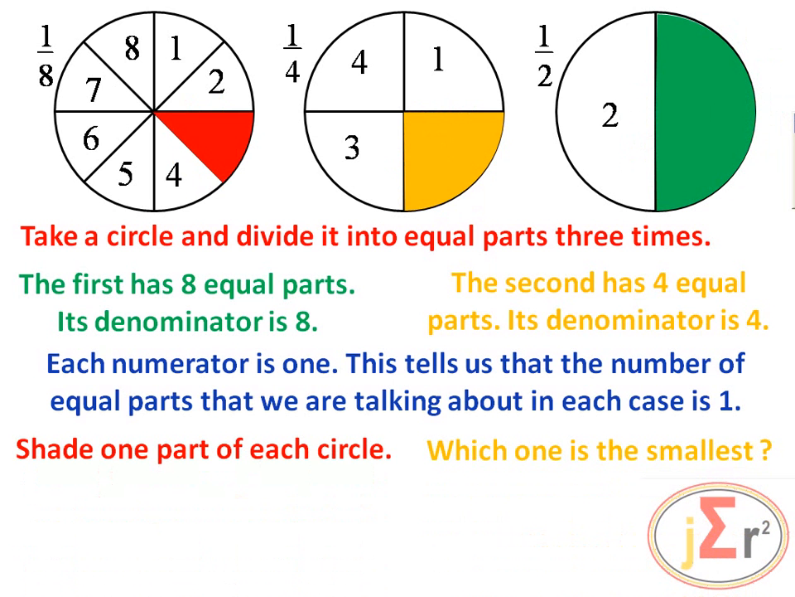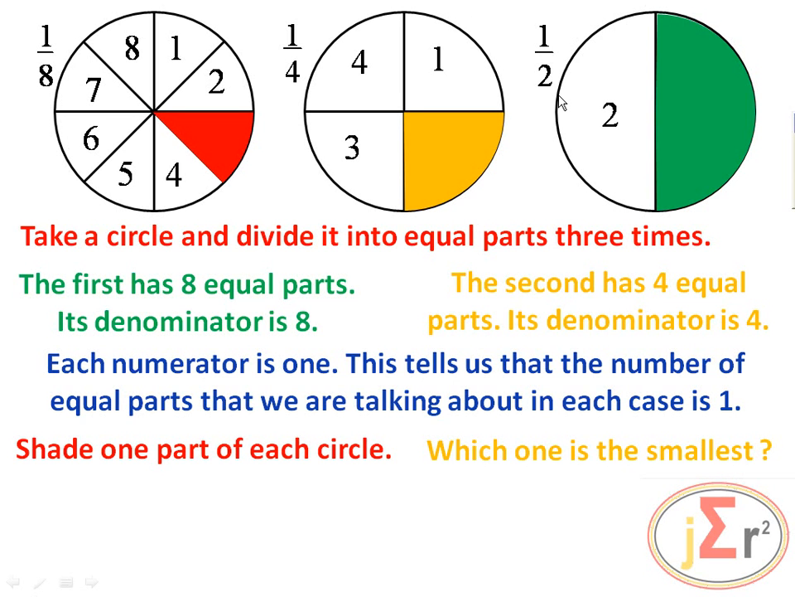Which one is the smallest? Of the shaded portion, which one is the smallest? 1/8. Right, because you can obviously see that 1/8 is the smallest, right? Yes. Right, it is the smallest. What else do we notice? That it is the largest denominator. Yes. Okay. Which one is the largest shaded portion? Half. Half is the largest shaded portion. What is the denominator? 2.